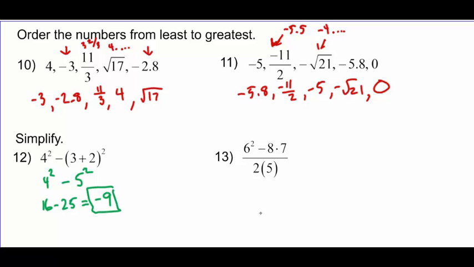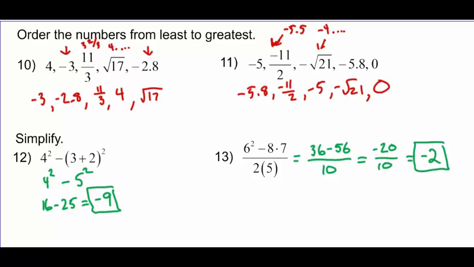We're finding the difference between 16 and 25. It's 9, but we're subtracting the larger number. We'll talk more about the whole adding and subtracting negatives in the next slide here. All right, on number 13, why don't you pause the video, do it on your own, and then compare your answer to mine. You did pause that video, right? Okay, good. So here we go, number 13.